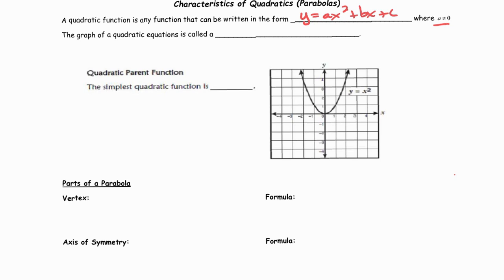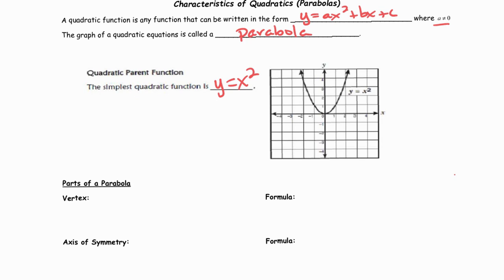The graph of a quadratic equation is called a parabola. You've seen those around before. We'll talk in class about some different examples of where you've seen them, but think about that. But it's called a parabola. Next, the quadratic parent function, you should remember this from earlier in the year, is y equals x squared. Again, the squared is what makes it quadratic.